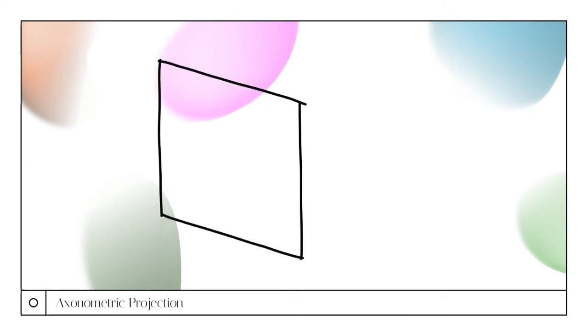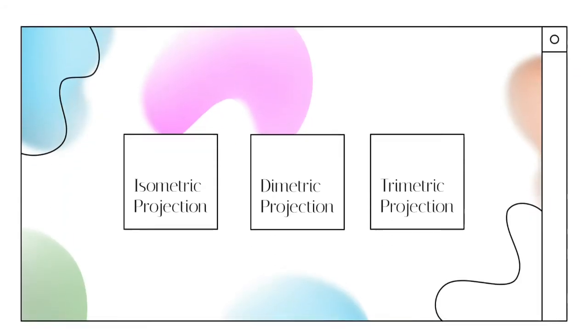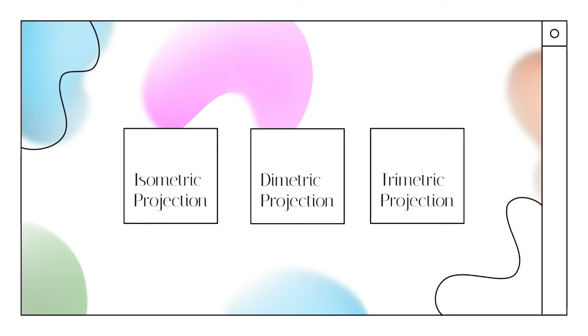It is also when, according to the book Technical Graphics Communication by Gary R. Bertolini, the object is rotated around one or more of its axes to reveal multiple sides. There are mainly three ways an axonometric projection can be drawn: isometric, dimetric, and trimetric.